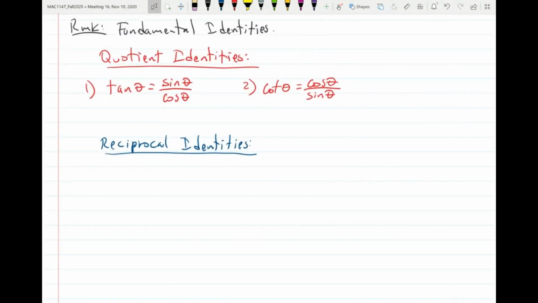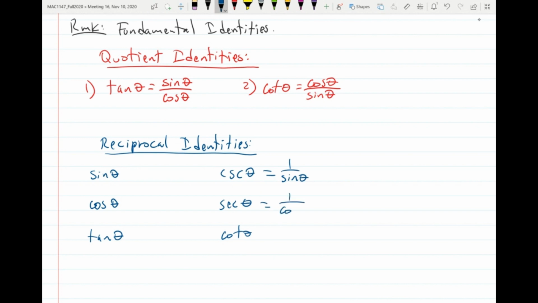So let me write them down here. So we have sine, cosine, tangent. What's really interesting here is cosecant, secant, and cotangent. Cosecant is 1 over sine, secant is 1 over cosine, and cotangent is 1 over tangent. When you flip them, you get those. And of course, the other way around as well.